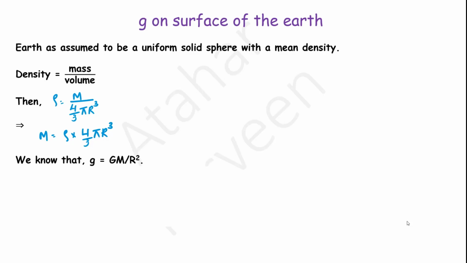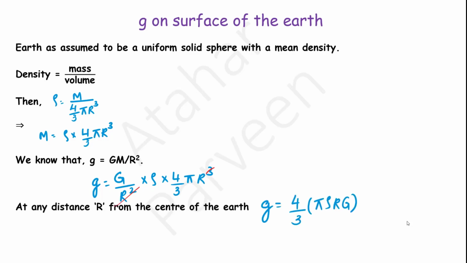But we also know that acceleration due to gravity is equal to G into M upon R squared. So I can put the value of M here. So I get g equal to G upon R squared into rho into 4 by 3 pi R cubed. I can cancel R squared with R cubed, and one R will remain. So my value of g will be 4 by 3 pi rho R G. So how is acceleration due to gravity g related to the density? This is the relation. Okay, you should know it.